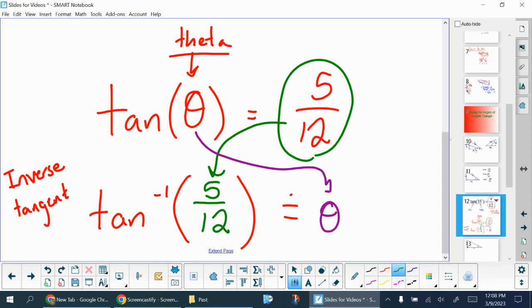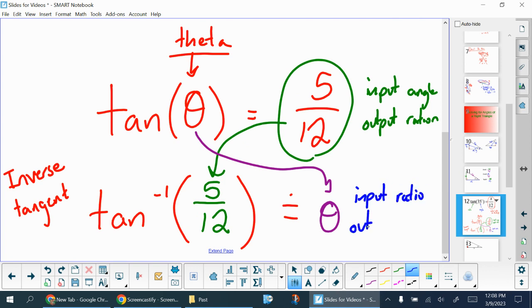All right, so normal tangent is input the angle, output the ratio, and inverse tangent, you input the ratio and you get out the angle. They're just opposites of each other. That is all this is.